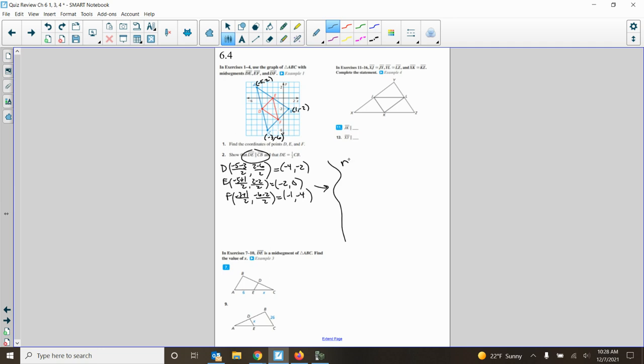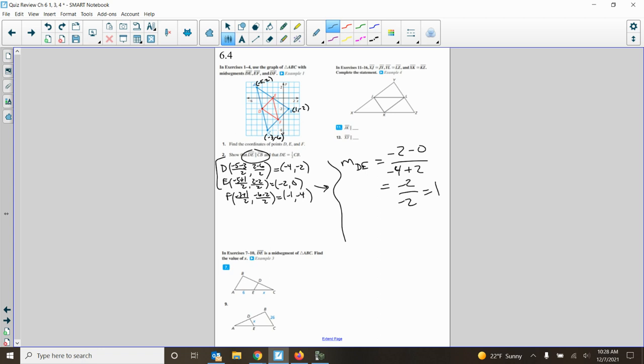So let's find the slope of DE, from here to here, right? D to E, these points right here. So let's go y2 minus y1, negative 2 minus 0, over negative 4 plus 2, right? It's minus negative 2. And so I get negative 2 over negative 2, which is 1. Looks like a slope of 1 for DE.